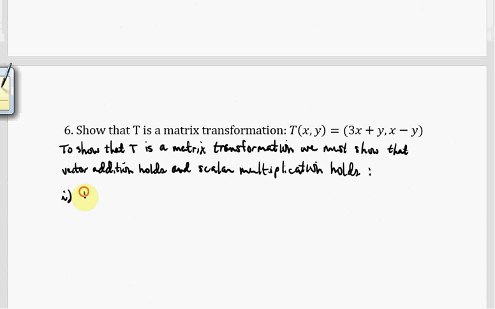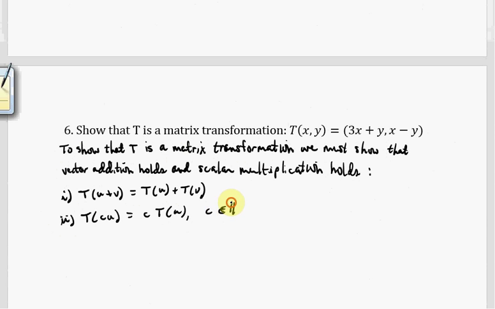That is, that T of U plus V is the same thing as T of U plus T of V, and that T of C times U is equal to C times T of U, where C, this is how we denote that something is a scalar, where C is an element of the reals, right?